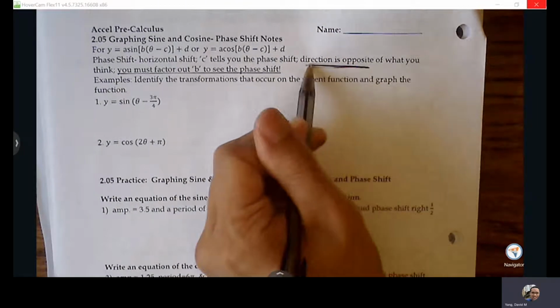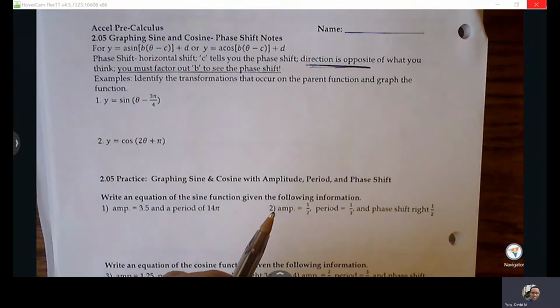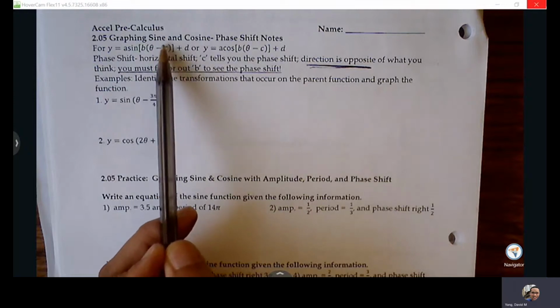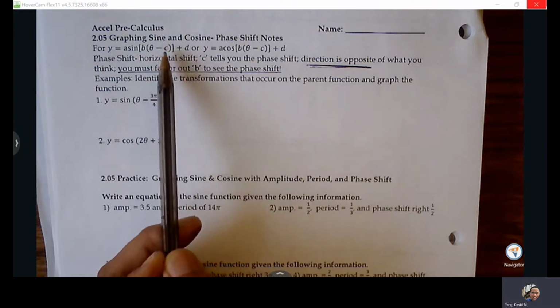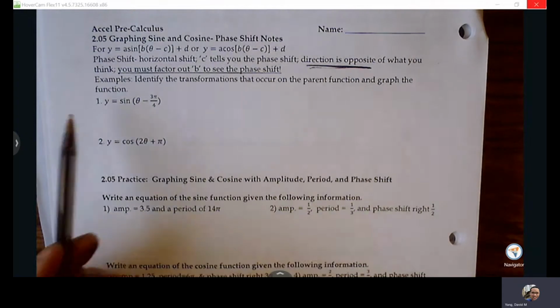The reason we say that is because normally, if you think about the x-axis, we associate moving right with positive and left with negative. But anything inside next to the theta is going to be opposite. So if you see a minus value, it's going to move to the right. If you see a positive, it's going to move to the left. Everything is kind of backwards from what you would expect.